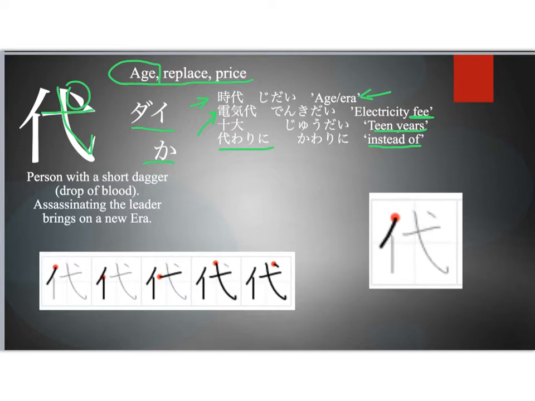And the stroke order is ichi, ni, san, shi with a hook, and go. So don't forget that hook.